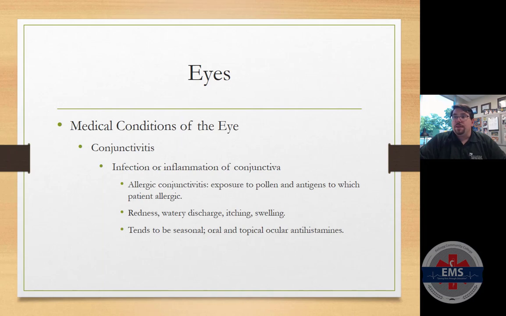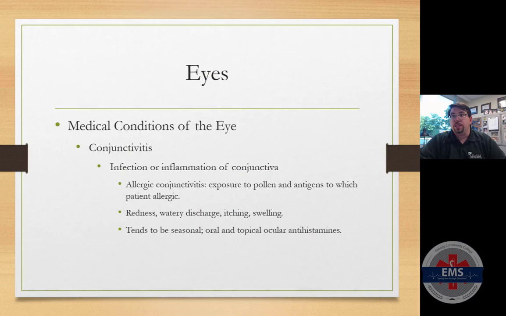We also know that if we're dealing with inflammation of the conjunctiva, we can have allergic conjunctivitis, which is exposure to pollen and allergens, which if the patient's allergic is going to cause redness, watering of the eyes, itching, and swelling. The typical things we see with seasonal allergies, and typically you would treat them with oral or topical antihistamines, right? Your regular over-the-counter antihistamines or allergy medications.